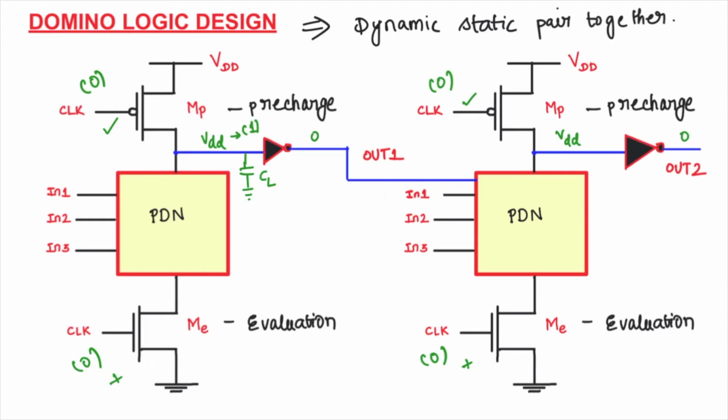This means during pre-charge, when the clock is 0, the outputs of both dynamic gates are charged up to VDD, but the outputs of the inverters remain at 0. As the output of the first inverter is connected to the input of the next dynamic gate, the transistors in the next stage will be turned off during the pre-charge phase. So here we have got this as 0, and this 0 is being given to the pull-down logic.